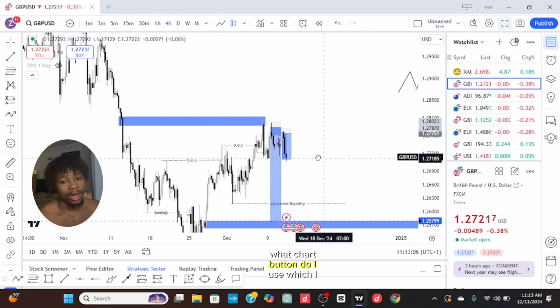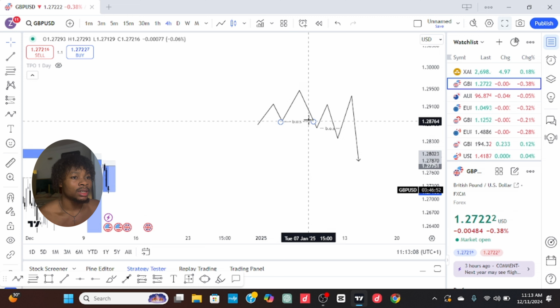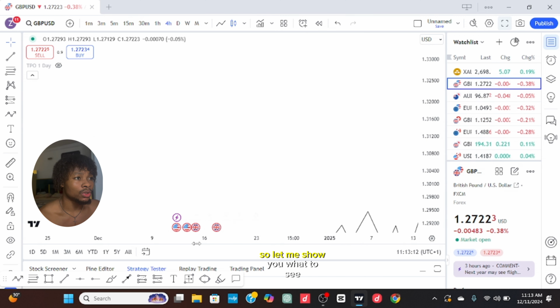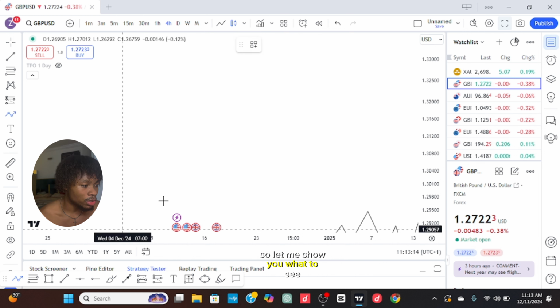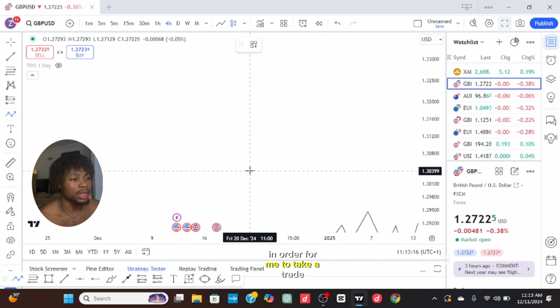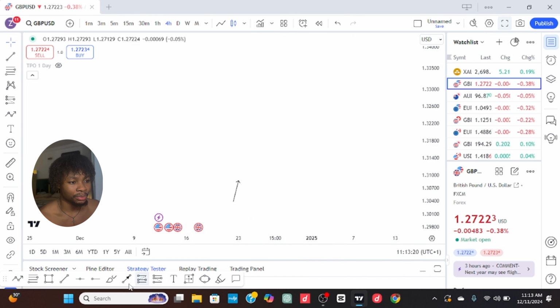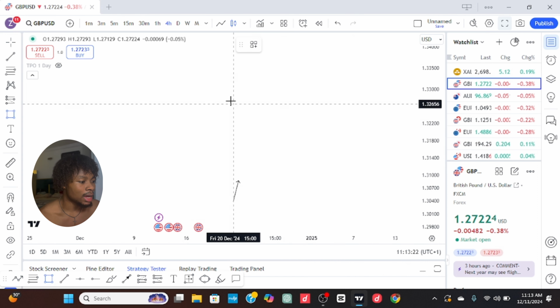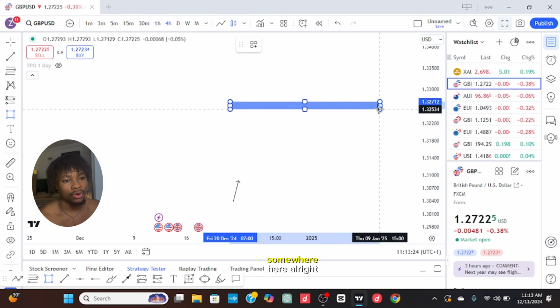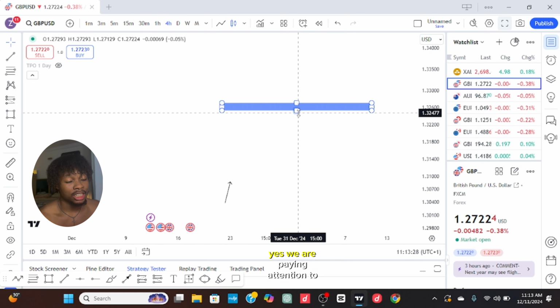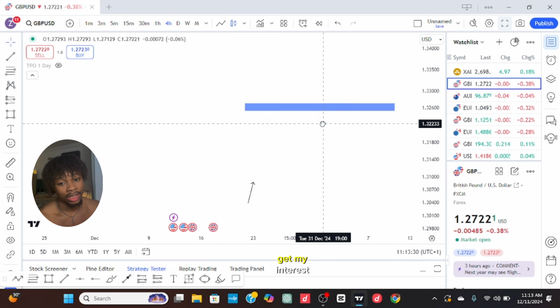What chart pattern do I use, which I call my strategy? I use the smart money concept. So let me show you what to see in order for me to take a trade. Now the first thing I need to see, let's assume that I'm looking to take my entry somewhere here, right? According to bigger time frame, here is where I'm paying attention to get my entry.